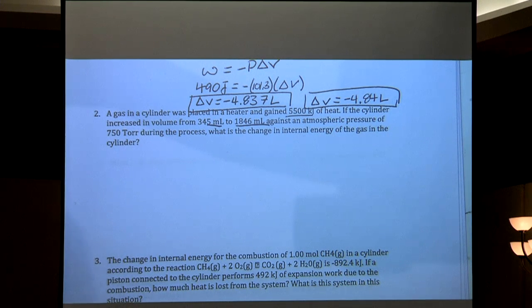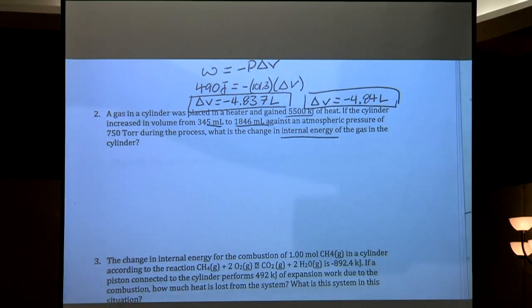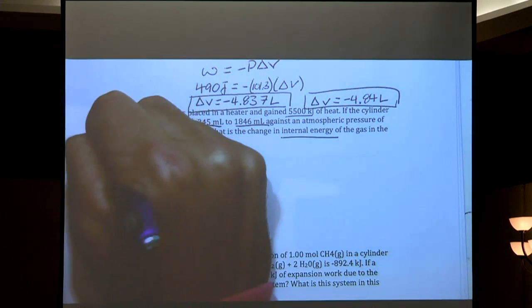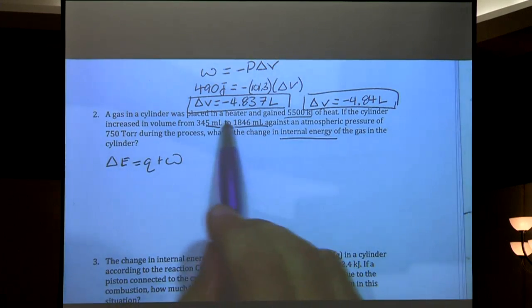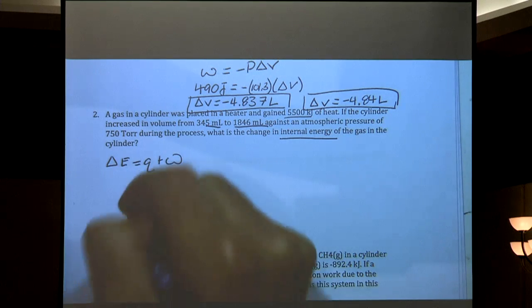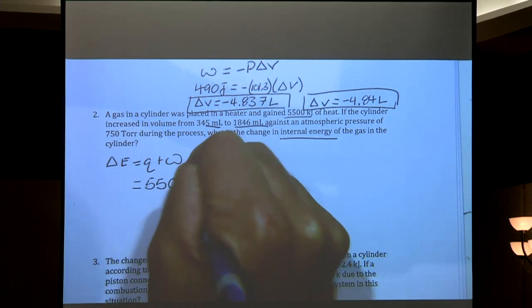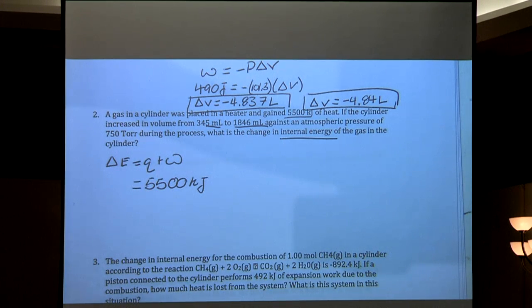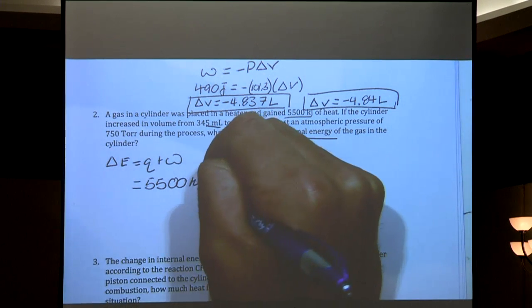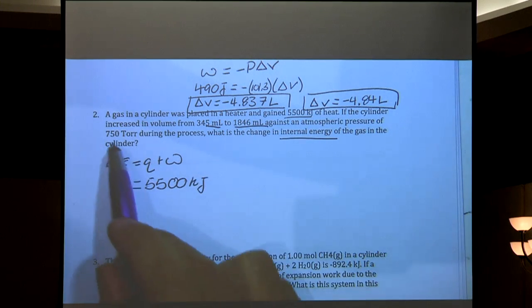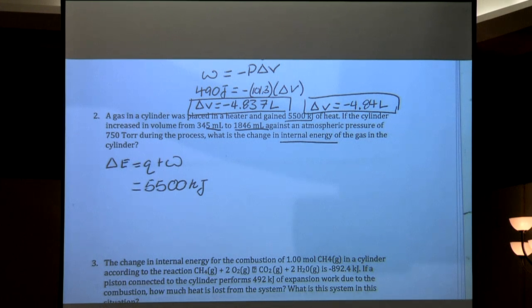All right. So, what is the change in internal energy? So, internal energy, what variable you think? Delta E, thank you, equals Q plus W. All right. So, we had a heater and gained 550 kilojoules. Okay? Plus W. So we have something that expanded against atmospheric pressure, but we're giving it in torr. How much to convert torr to atmospheres? What's our conversion factor?